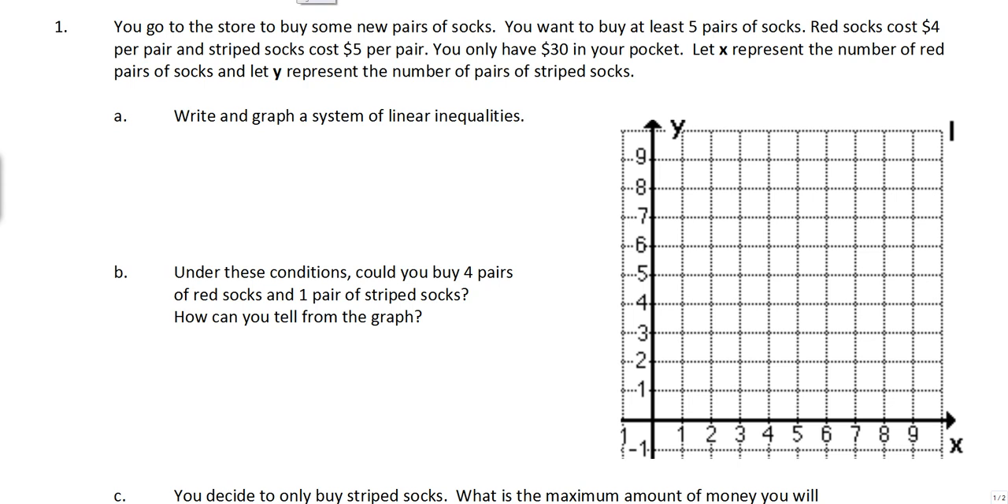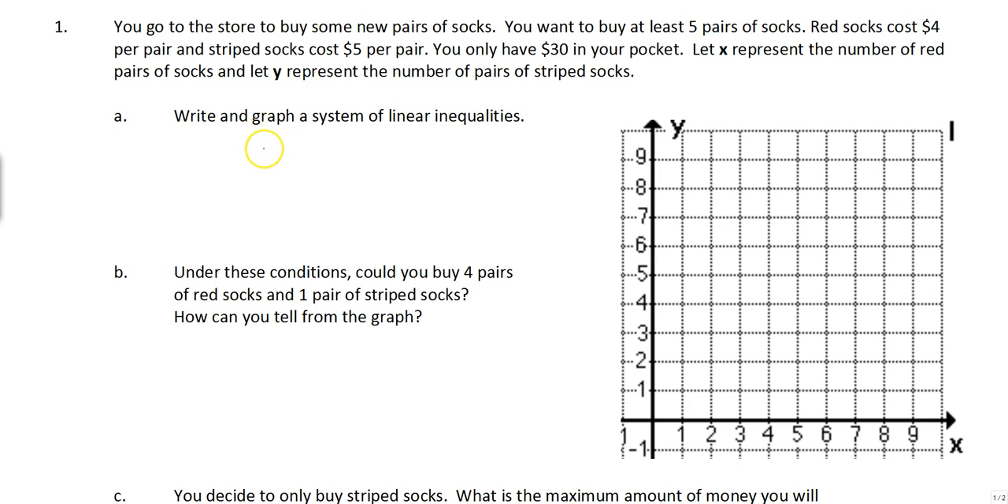So the first thing we're going to do is read this and say that we're going to go to the store and buy some new socks. We want to buy at least 5 pairs of socks. Red socks are $4 a pair. Striped socks are $5 a pair. We only have $30 in our pocket. So if X is going to represent red socks and Y is going to represent striped socks, then we need to start writing some inequalities.